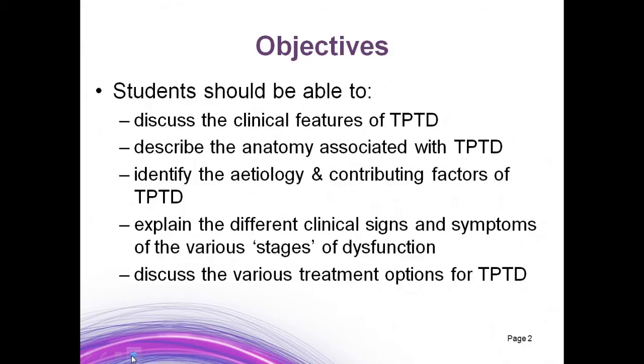Students should be able to discuss the clinical features of tibialis posterior tendon dysfunction. They should also be able to describe the anatomy associated with this condition. Students should be able to identify the etiology and the contributing factors, and what we mean by that is to know what sort of conditions are often associated with this disease process. Students should also be able to explain the different clinical signs and symptoms associated with this condition based on the various stages of dysfunction in which their client is presenting. And importantly, everyone should be able to discuss the different treatment options that exist for tibialis posterior tendon dysfunction.